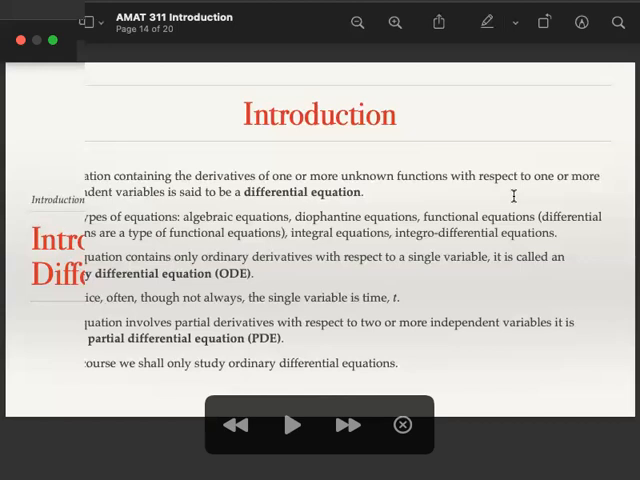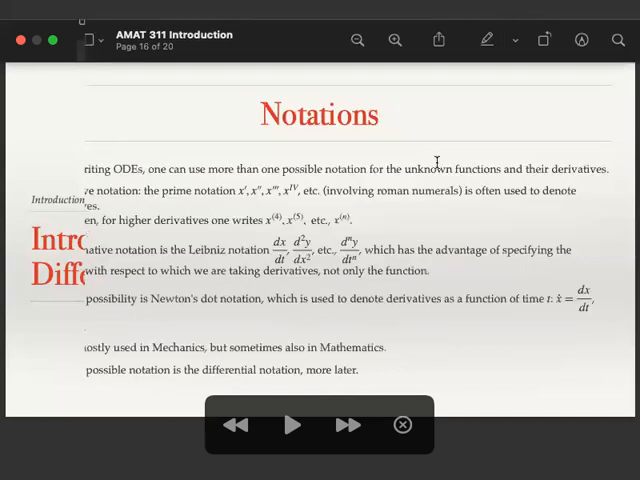So here is the usual notation for derivatives. How do we denote derivatives when they appear in our ordinary differential equations? All the derivatives will be ordinary derivatives, again, not partial derivatives. The most widespread notation is the prime notation.